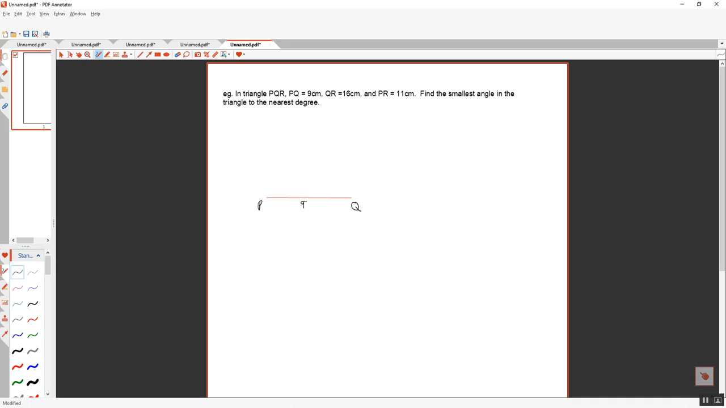PQ is, we're saying, 9 centimeters. And then I'll need to draw in QR, which is 16. It doesn't really matter how I draw this, as long as I'm getting an idea of what it looks like, okay? Because how it's going to look is going to help me. QR, we're saying, is 16. And then the final length, PR, is 11.